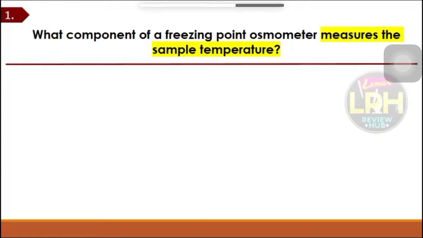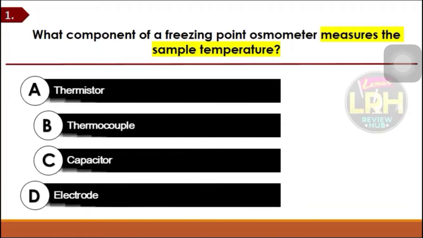For number 1, what component of a freezing point osmometer measures the sample temperature? Choices: is it letter A, thermistor, letter B, thermocouple, letter C, capacitor, or letter D, electrode? The correct answer is letter A, thermistor.